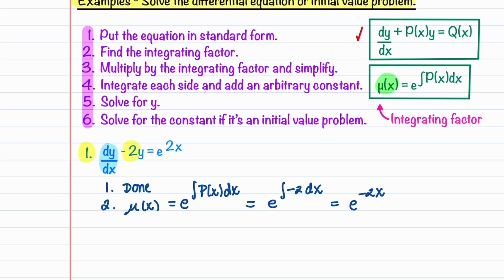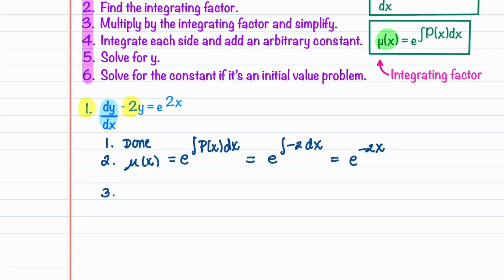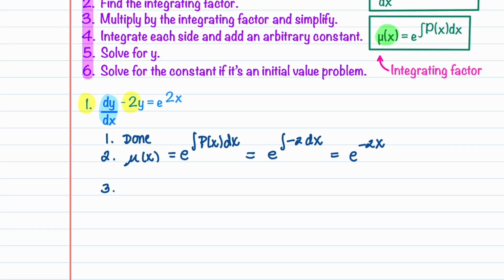You don't need to add a constant when you find the integrating factor because in step 3, we are going to multiply each term by the integrating factor, so the constant would just cancel out. Let's now multiply by the integrating factor. We're going to take our integrating factor and multiply every term in our equation by this factor.